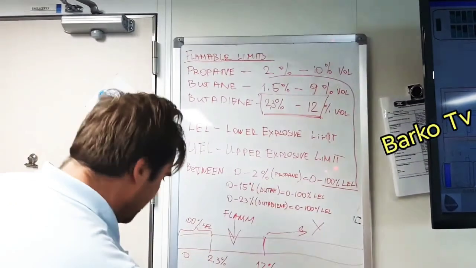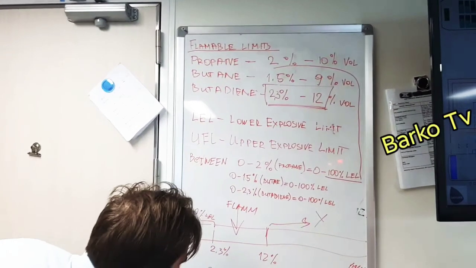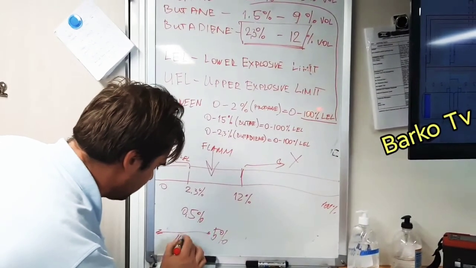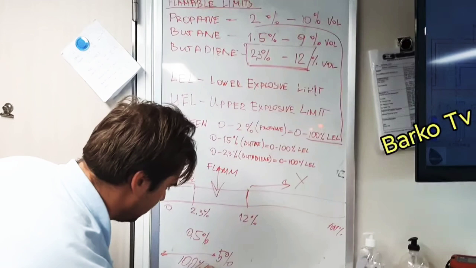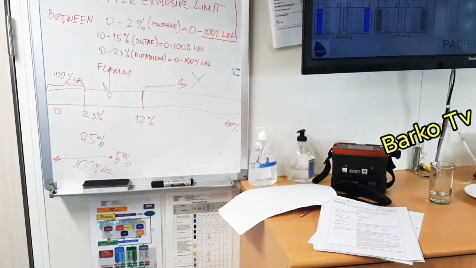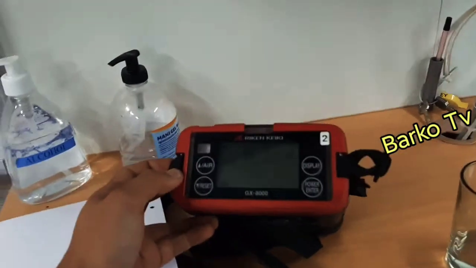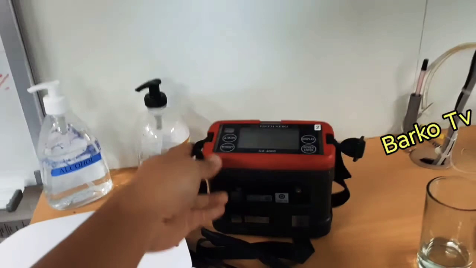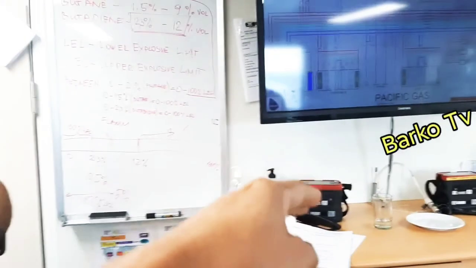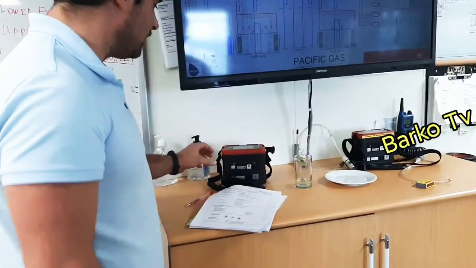Sometimes it might be 0.5, some gases 5, so 0 to 5% is 100% LEL. That's why we have different settings on the detectors. Did you set this one to butadiene, right? Yes. Okay, because our cargo is butadiene. If we do propane, you calibrate that one to propane, right?